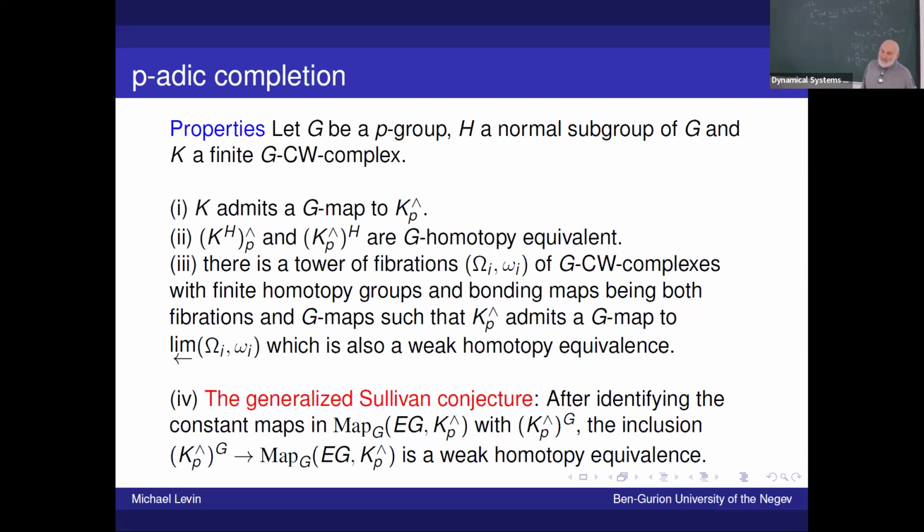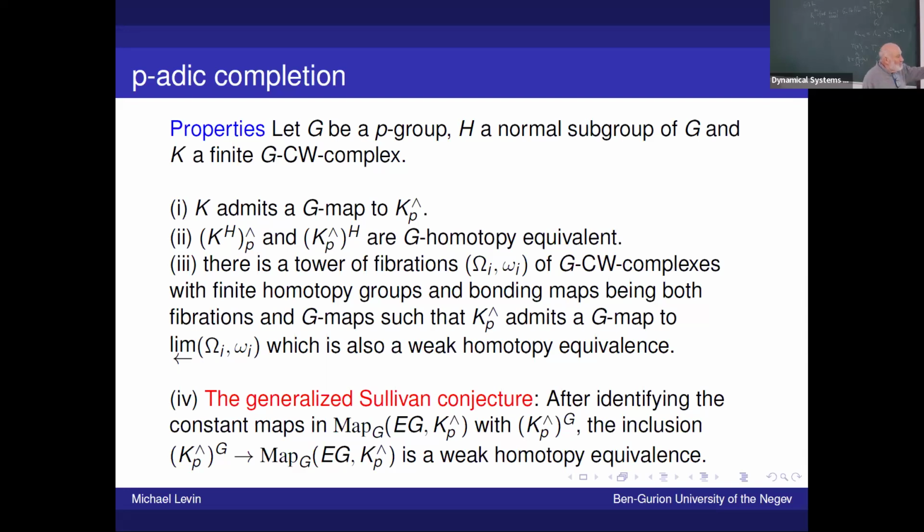It's a contractible CW complex with a free action of G. Also, the universal cover of the Eilenberg-MacLane complex. So we consider this map, and we identify the constant maps in this space with the fixed points of the action of G on K.